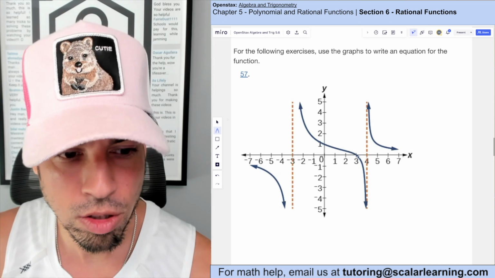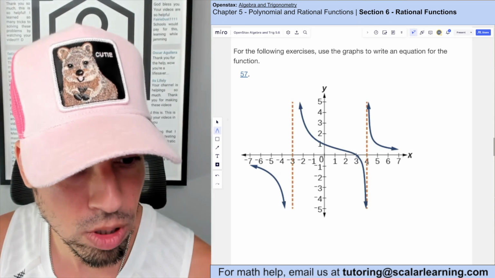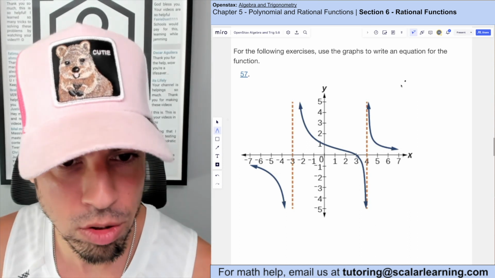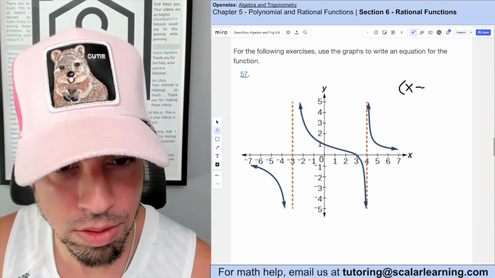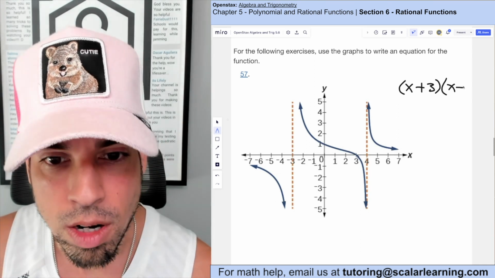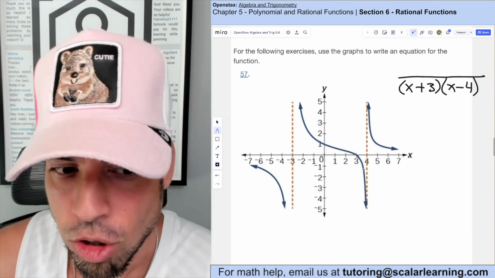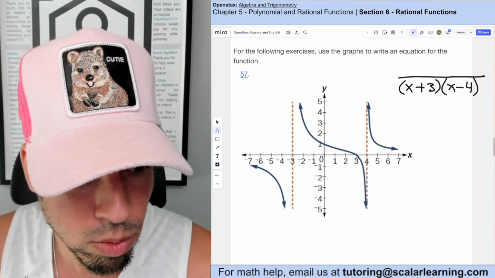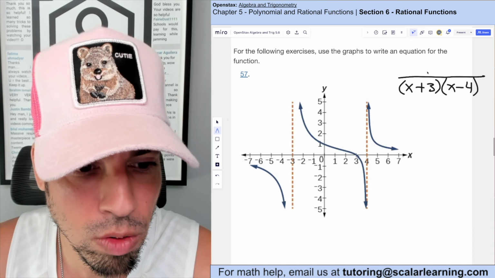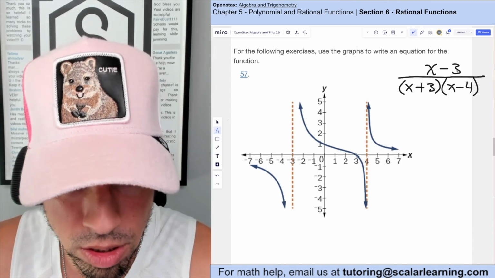So for this one, I'm going to start again with the vertical asymptotes, and we've got a vertical asymptote at 4 and negative 3. So that means I'm going to have x minus negative 3, aka x plus 3 on the denominator, and x minus 4 as well, and that's going to give us those nice vertical asymptotes. In terms of the x-intercepts, it looks like we only have one at positive 3, so I'm going to have x minus 3 on top, right? Then we plug in 3 here, and it's going to zero it out.